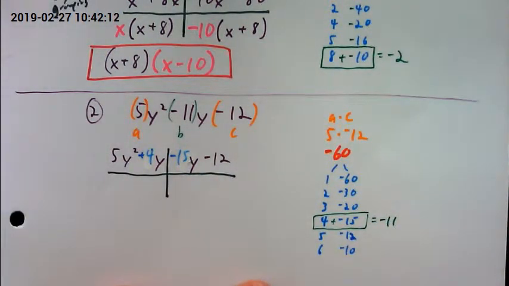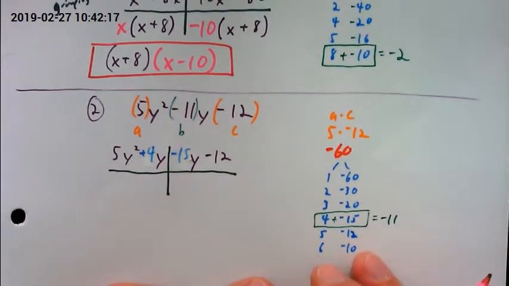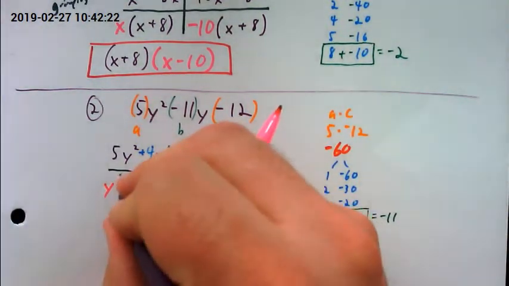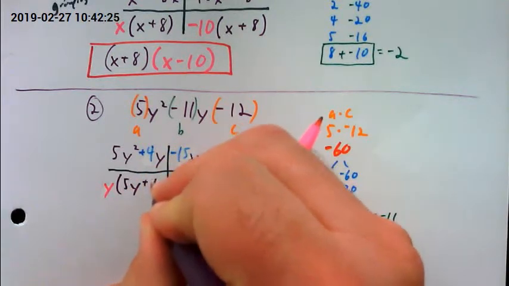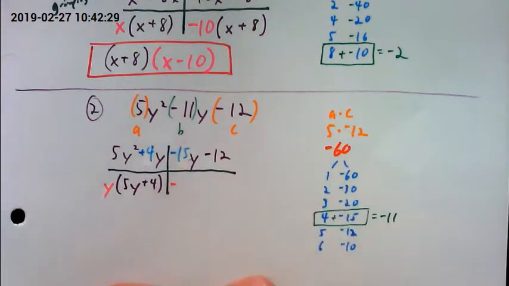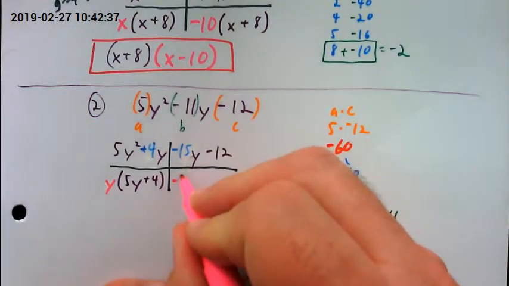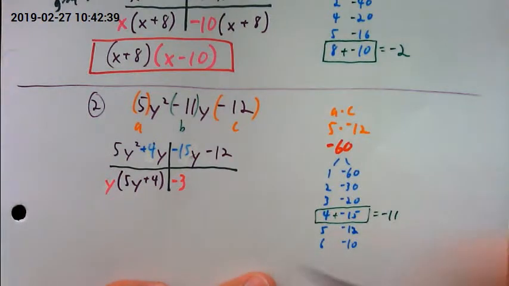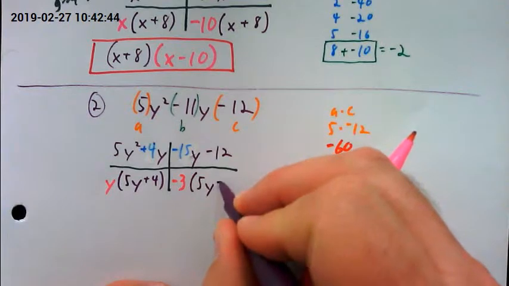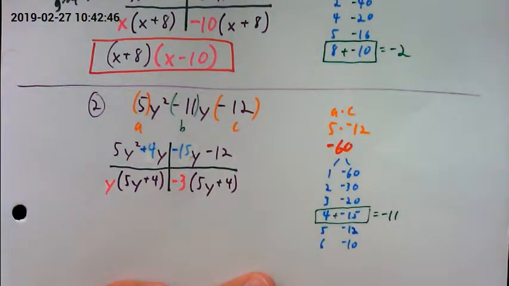For each one of the binomials, I'm looking to take out a common factor. From the first set, the only thing that I can take out that's a common factor there is the y. What's left over? 5y plus 4. On the other side, I have a negative, so I'm going to take out the negative again. 15 and 12, what comes out of both of those? 3. So I'm going to take 3 out. So I have negative 3 coming out. Divide both those numbers by negative 3. And again, I'm left with 5y plus 4.